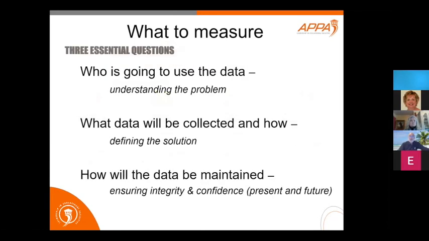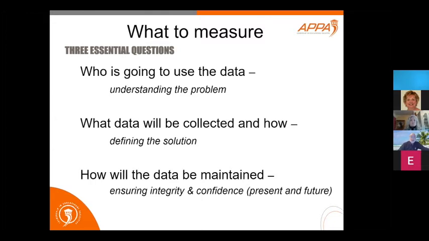The other thing that we have to do is we have to know what we want to measure and answer three essential questions. The first thing is, who's going to be using the data? Are we using the data to make regular facilities decisions? Are we using them for planning purposes, or something else? So that means we have to understand the problem that we're trying to answer.